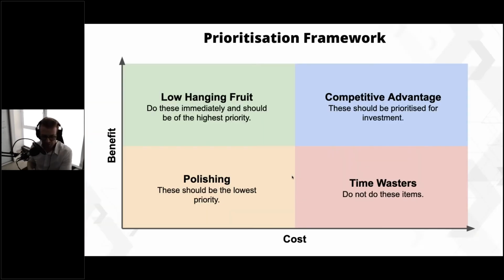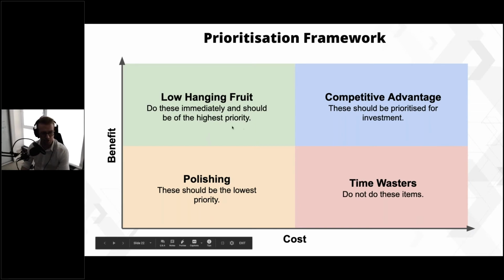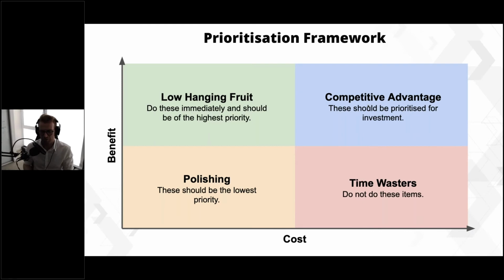Okay, so we use a basic prioritization framework. You may have seen this before, where you've got the benefit and the cost. If you think about what's high benefit, low cost, that's low hanging fruit. High benefit, high cost is competitive advantage. This is really the stuff that will put you ahead of your competitors, but it's hard to do. And the reason they haven't done it is because it's hard. So this is really awesome. Low benefit, high cost is time wasters, so you just rule them out immediately.